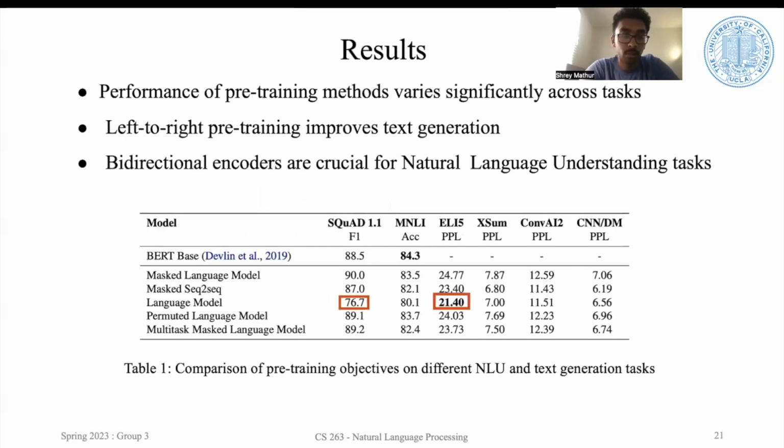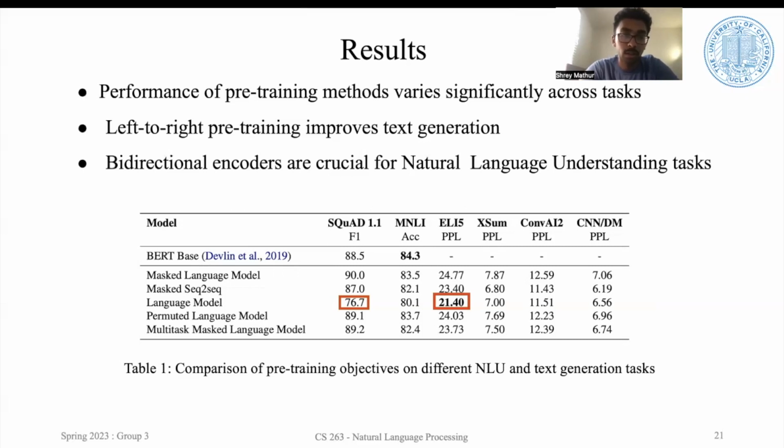So as you can see from the table, the performance of pre-training methods varies significantly across tasks. For example, you can see that the language model performs very well on ELI5, but does not do such a good job for the SQuAD task. We can also see that masked language models and permuted language models are not performing very well on the text generation tasks. And these are the only models that do not include left-to-right pre-training. So we can say that left-to-right pre-training improves text generation.